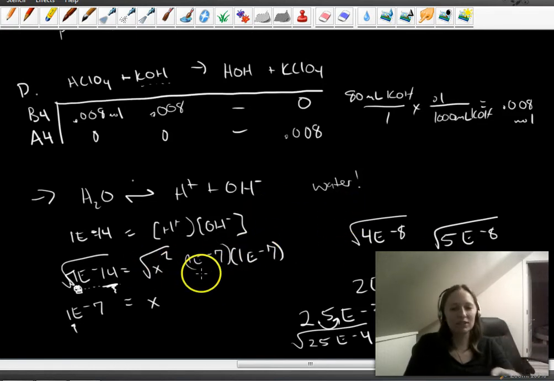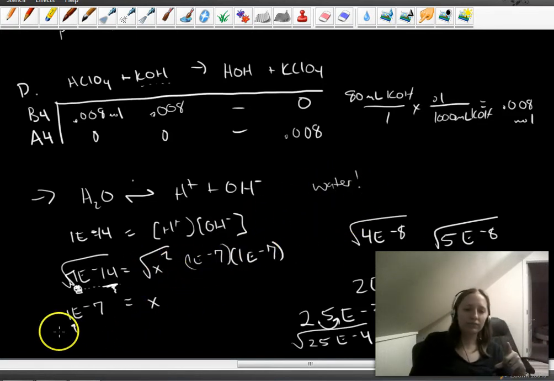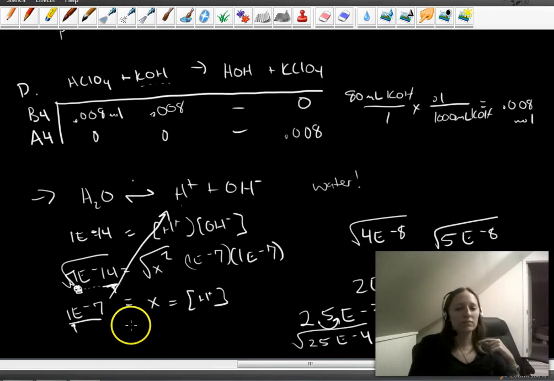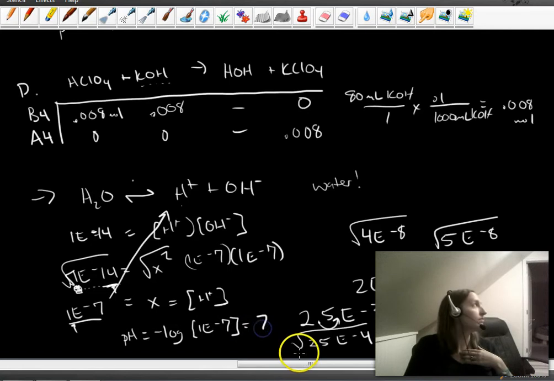Anyway, so D, water. X is equal to 1 e negative 7. That is your concentration of H pluses. So what is your pH? 7. Yeah, so your pH is negative log of 1 e to the negative 7, which is 7. Okay? So D was sort of rough.